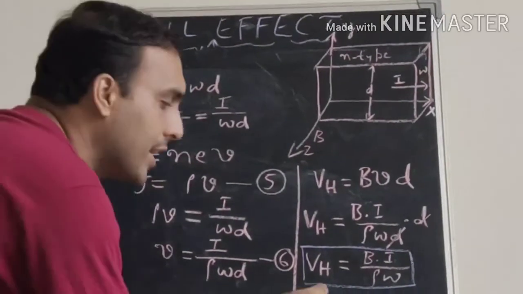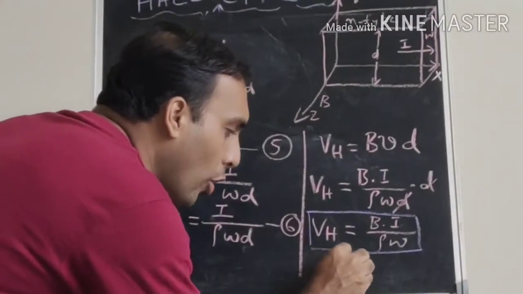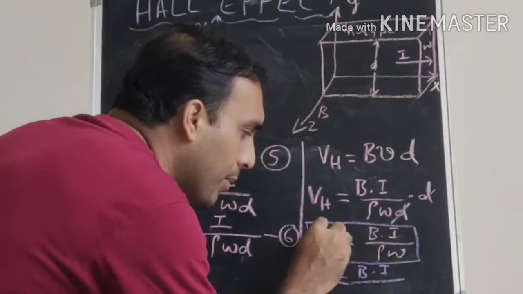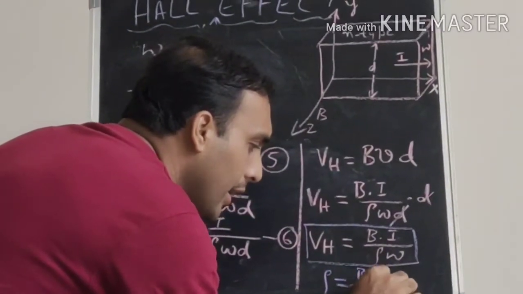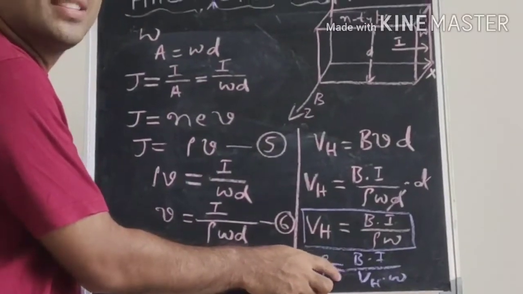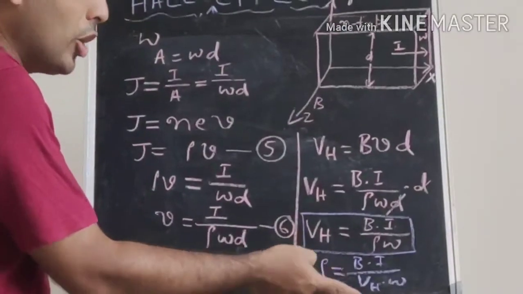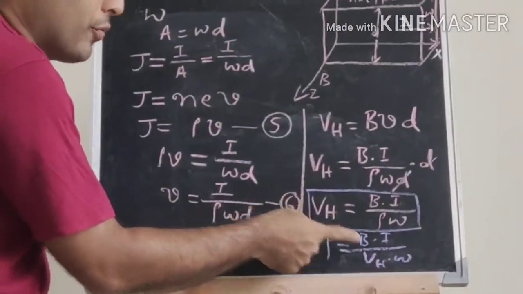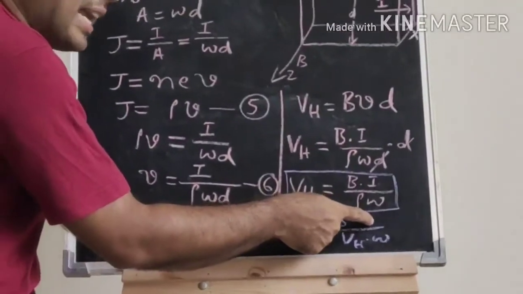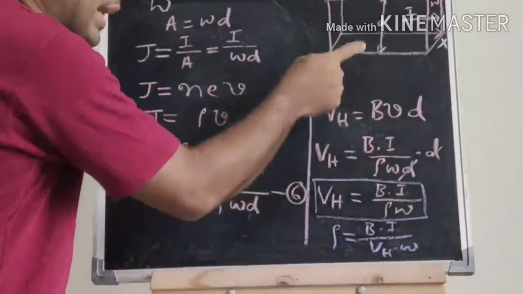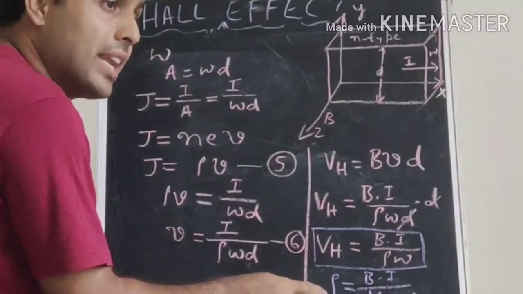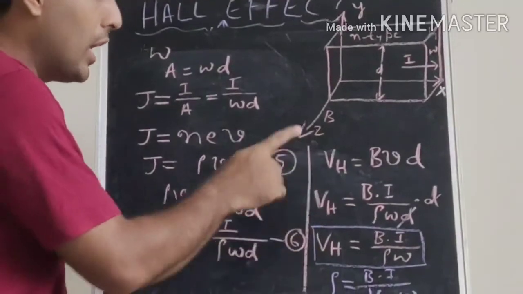Therefore, what is the charge density? Charge density rho is equal to B into I divided by VH into the thickness W. This is the expression for charge density. So, in Hall effect, if you measure VH, and know the applied magnetic field, the current which flows in the material, and the thickness of the material, we can find the charge density in a Hall effect.